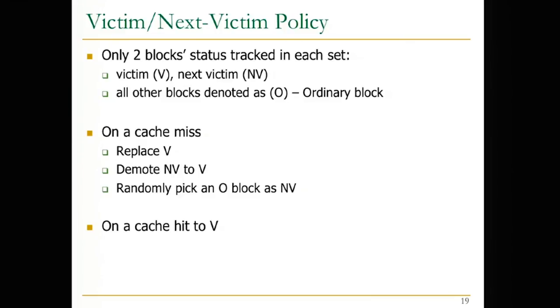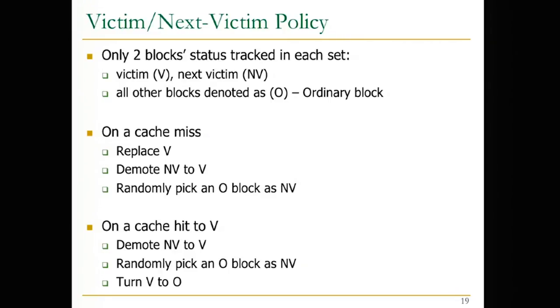Maybe. Depending on some access pattern, this may make sense, right? On a cache hit to the victim, you demote the next victim to victim. Now the next victim becomes the victim, and you randomly pick another ordinary block as next victim. But the one that was the victim, but got hit on, you basically say, oh, I'm not going to evict it because I'm expecting that it's going to be accessed again, right? That's the idea. When you get a hit, the expectation is that you're going to get more hits on the block. And that's the temporal locality principle again. Or spatial locality if your blocks are larger than a word, which is almost always the case. And you turn the victim into an ordinary block because you just hit on it.